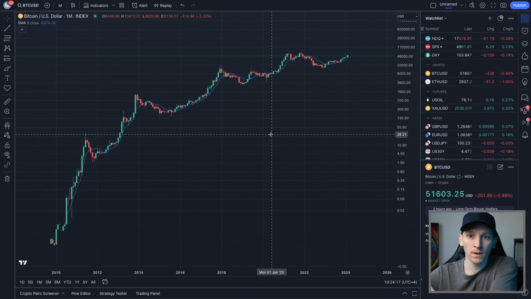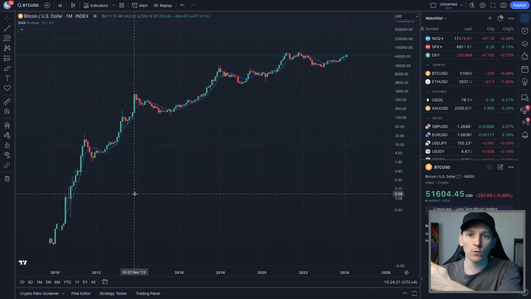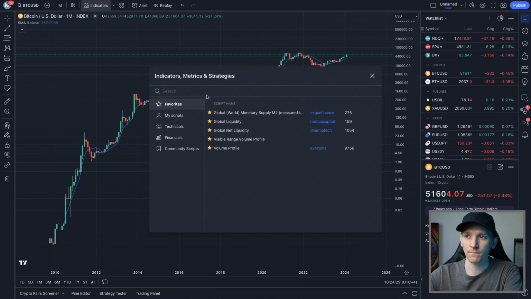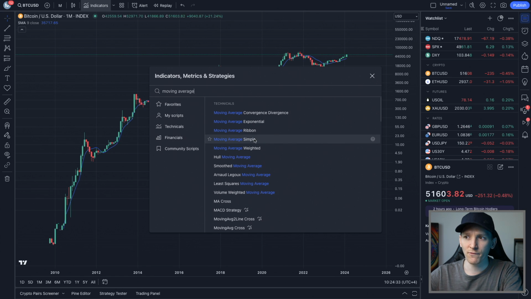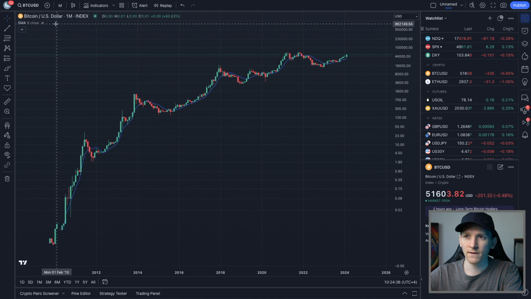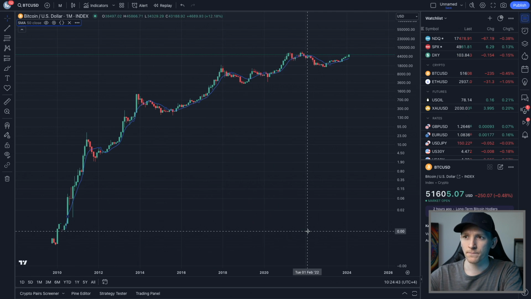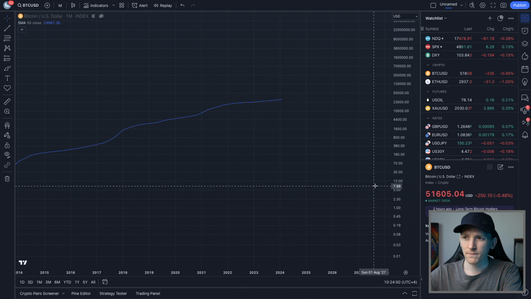Okay, it's up, but with massive volatility in between, we can smooth this out by using a moving average. Go to indicators. This is on TradingView, but it works on OKX as well. Indicators, type in moving average. Choose a simple moving average here. Then go to settings. And you can choose the length and everything. So I'm going to choose a 50 period moving average. Press OK.